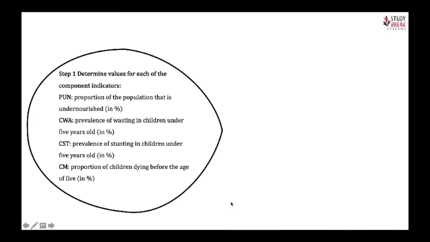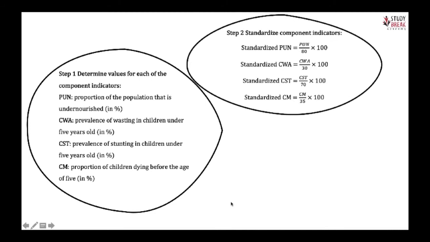Step 1 is to determine values for each of the component indicators. For example, PUN is percentage of people undernourished. They take the percentage. CWA is child wasted, child stunted. They take the percentage. Then they standardize the component indicators. How do they do that?